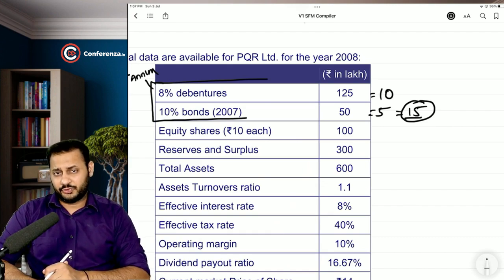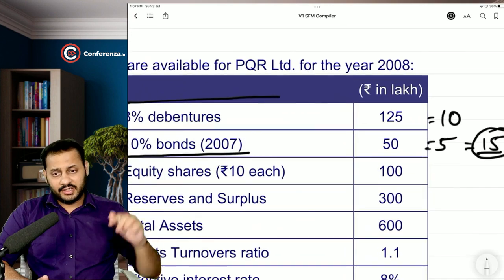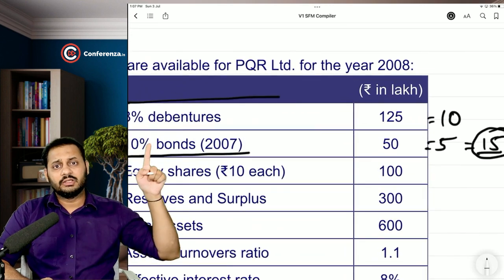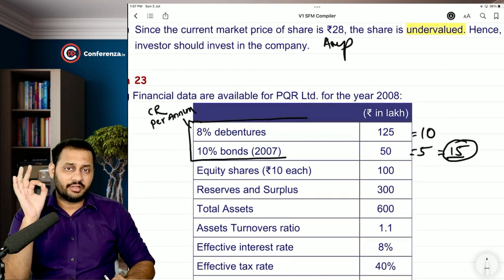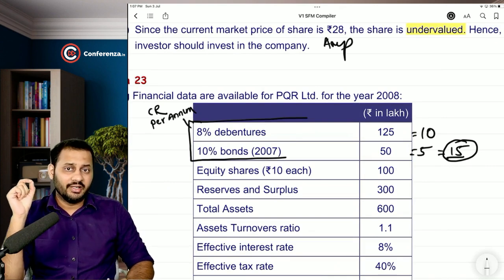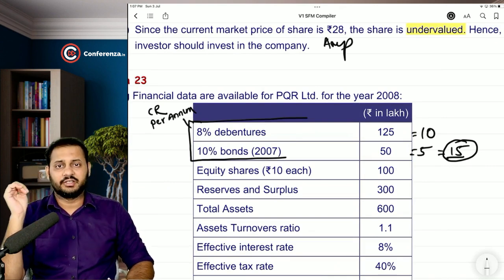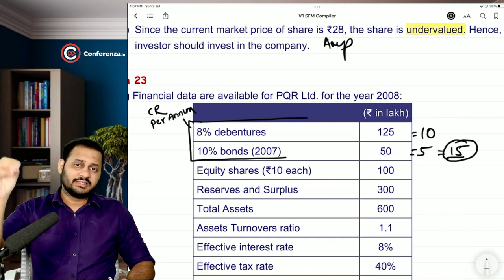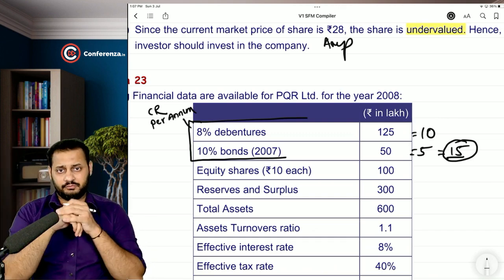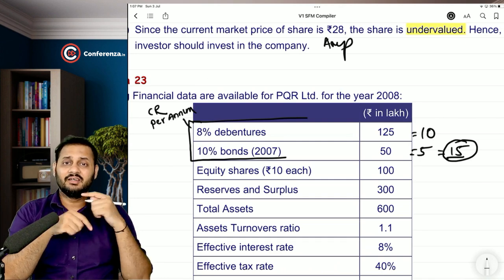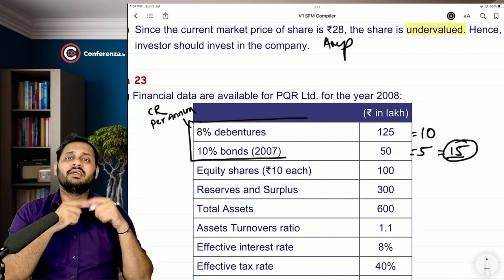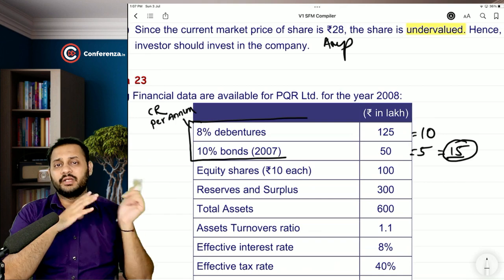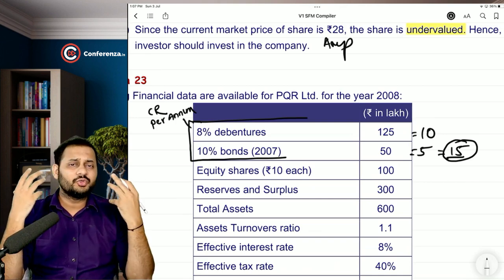But in this question, either of the bonds or both the bonds have not been raised on the very first day. Some or both of the bonds have been raised somewhere in the middle of the year, resulting in lesser interest payment from the company. Sir, how can you say that?